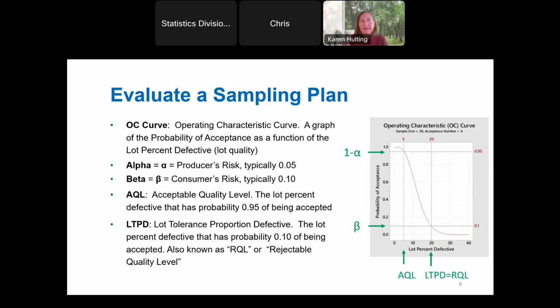But this is my illustration of an operating characteristic curve. You'll notice it's an odd sample plan that it's illustrating. It's an attribute plan, single sampling, sample size of 38, accept on 4. For folks who've used acceptance sampling, that's a very unusual plan. I don't think I've ever used it. The reason that it's in the illustration here is because it allows me to point things out in that curve.